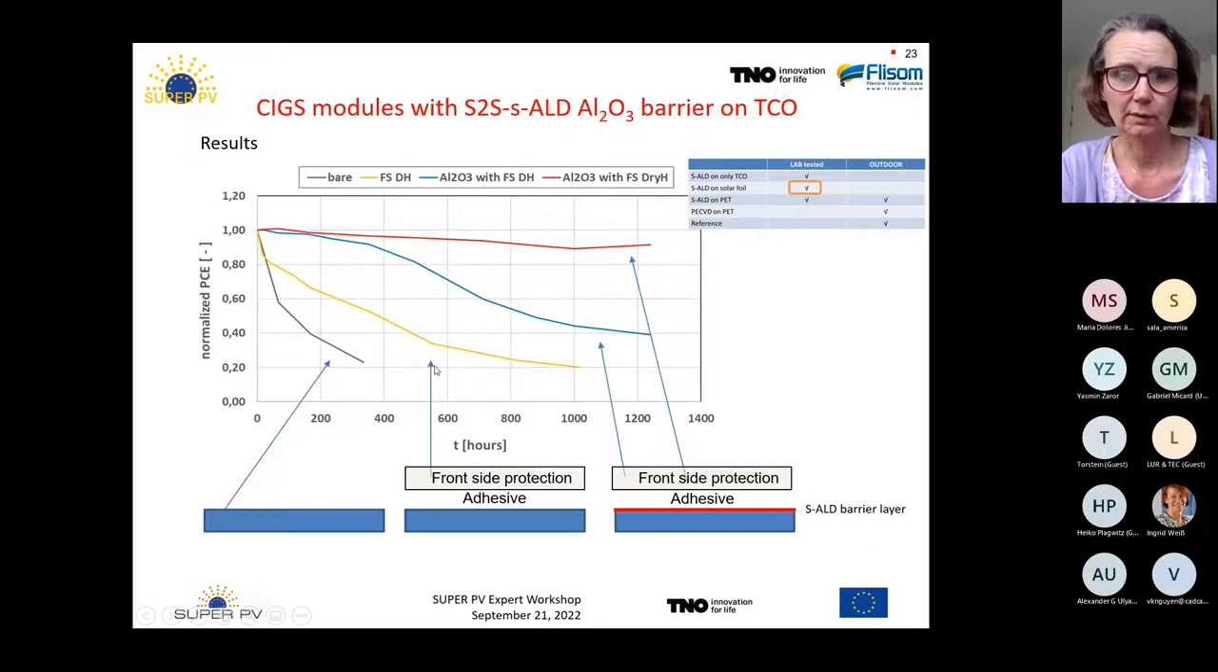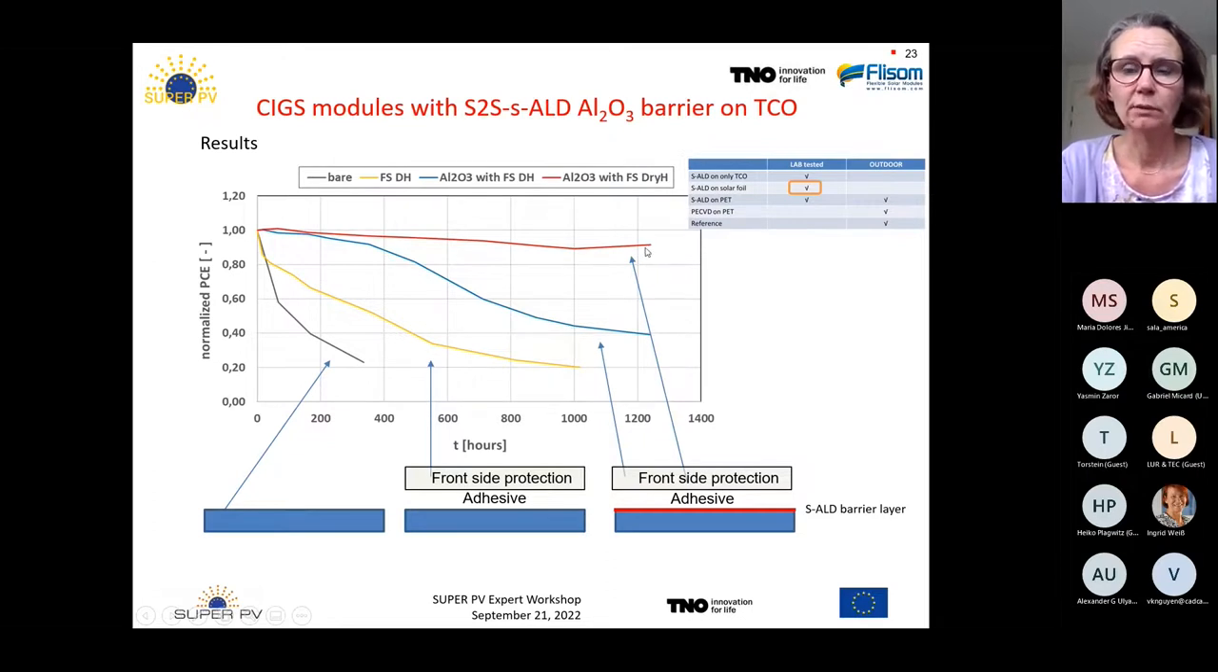The solar foil that's laminated with a non-barrier front sheet shows a little bit better performance, but also shows a drop or degradation. And here we reach the 20% after 1,000 hours. Then we have the blue line, which is the solar foil with the ALD directly on top and then laminated with a non-barrier film. And it shows an improved performance compared to the other two, but still not a stable behavior.